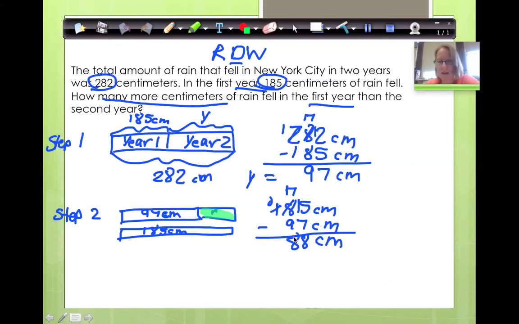So the answer is 88. It rained 88 more centimeters the first year than the second year. Now that's what we write. So this is going to be R. First, let's label that this is R. Okay, now we answer the question.